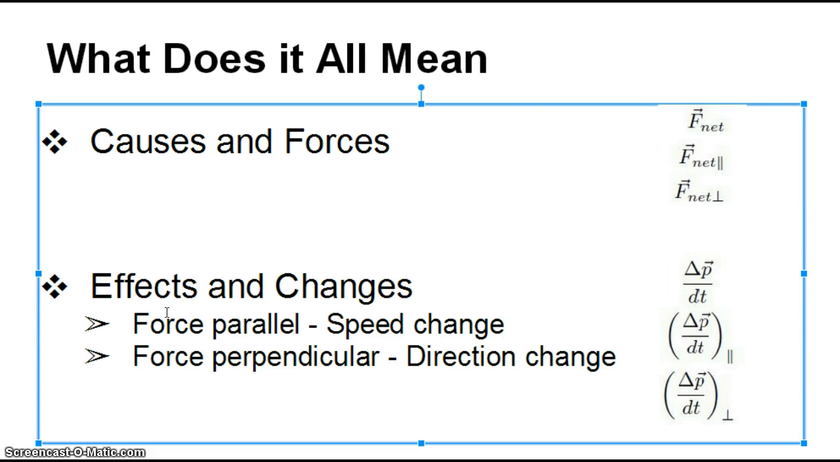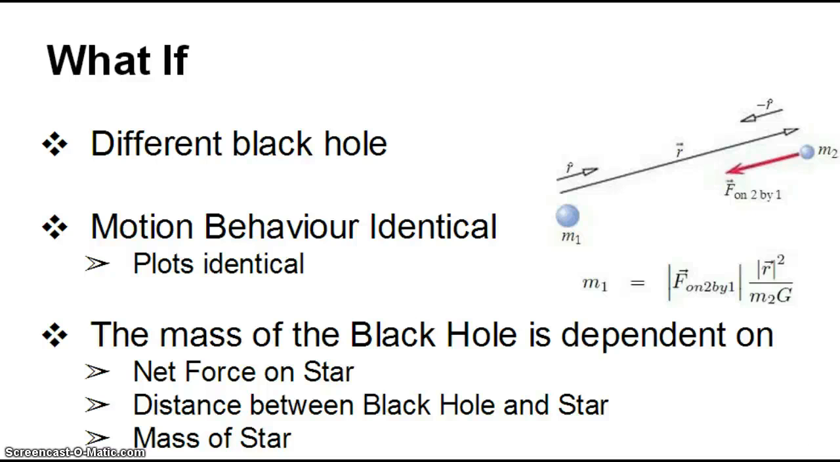Forces parallel to the motion cause speed change. Forces perpendicular to the motion cause direction change. If the black hole is replaced by one with identical motion properties, then there is no way to tell the difference between the two black holes, and they must have the same masses. The equation shows the dependencies, and since the force, distance, and mass of the stars are all the same, the black hole must be the same size.